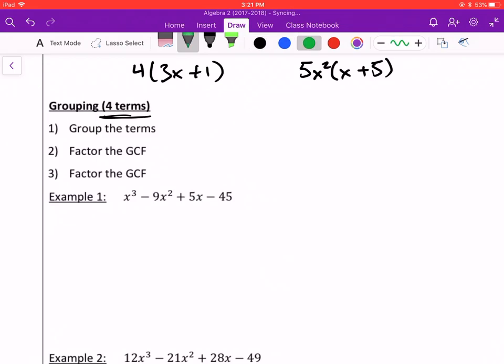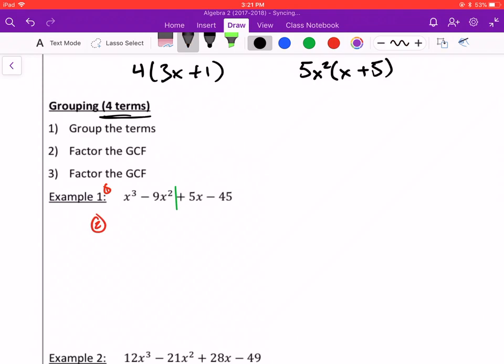So first step, group the terms. I'm just going to divide these. There are 2 groups now, so divide them down the middle, and then find out what the greatest common factor of each is. So that's step 1, we're done there. Here, this is step 1. Step 2, find the greatest common factor.